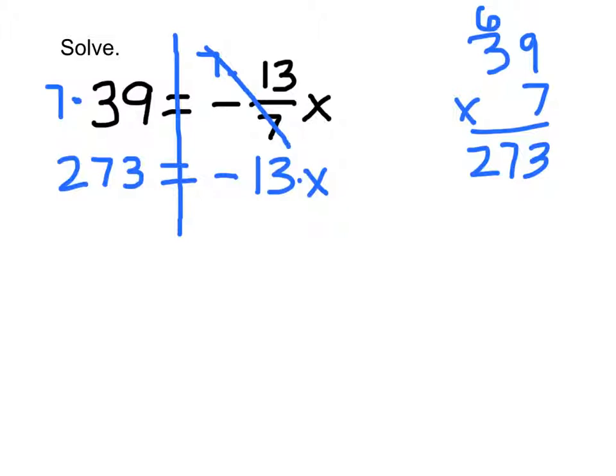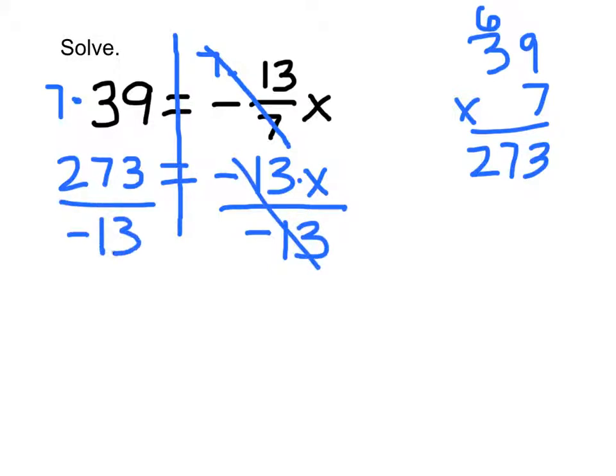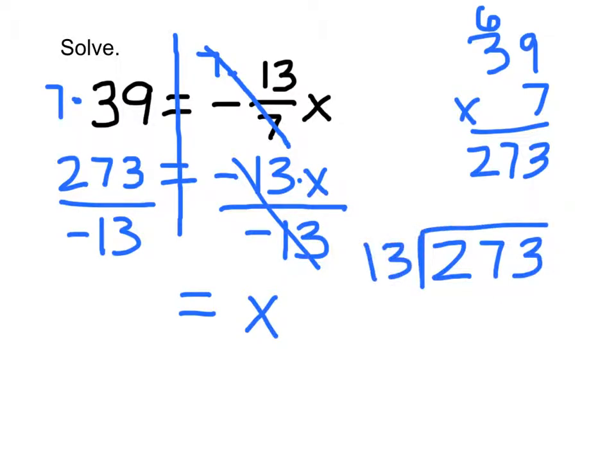Now, just like before, we want to get the x alone. That's multiplying going on between the negative 13 and the x. So I'm going to divide by negative 13. Divide by negative 13. And you're left with x equals, and if you divide 273 divided by 13, you would end up getting 21. So I'm left with x equals negative 21, because a positive divided by a negative is a negative. Let's rewrite this as x equals negative 21.